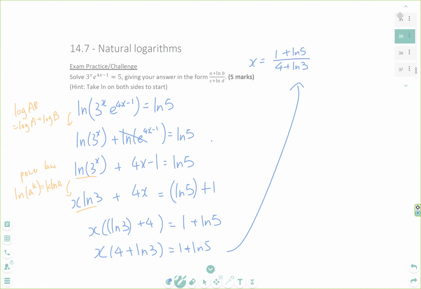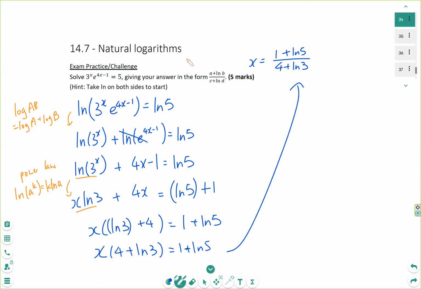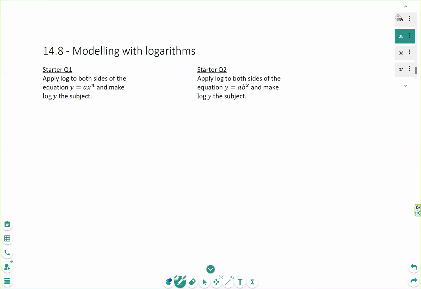Okay, and I believe that's the end of chapter 14.7, where you get used to working out algebra equations with natural logarithms before moving on to modeling with logarithms.